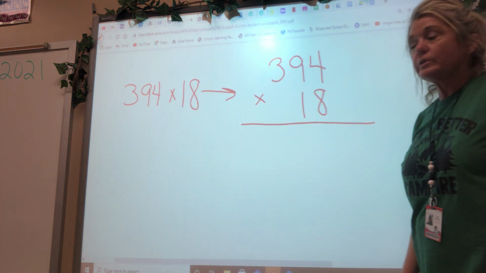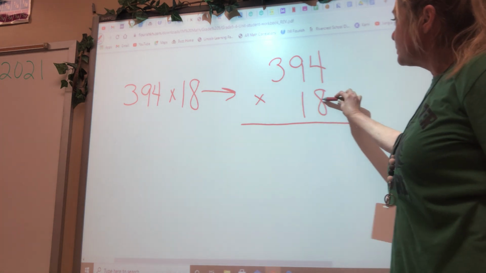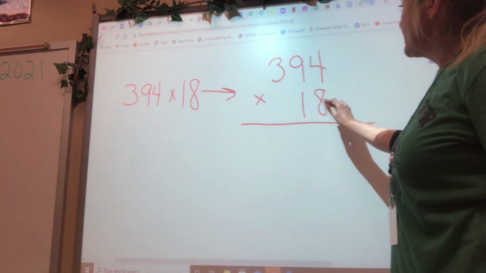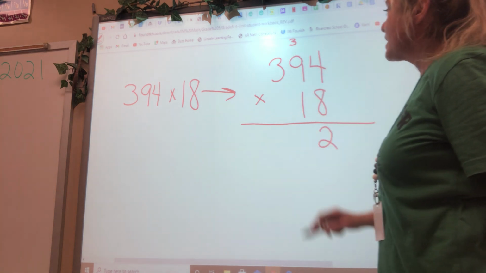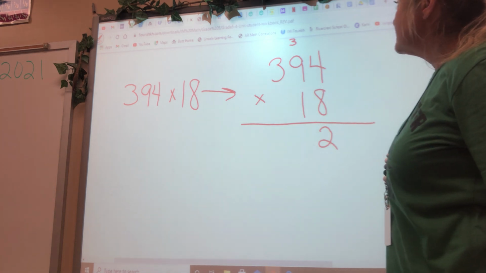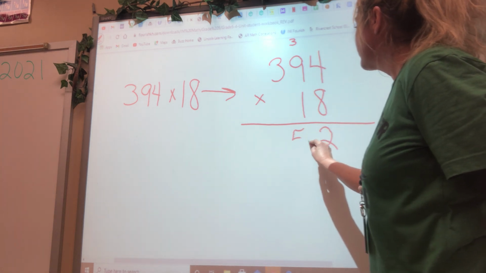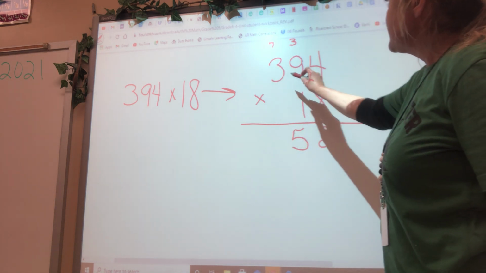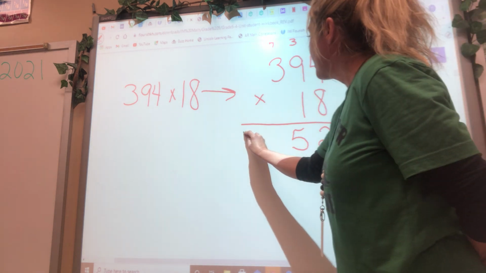Okay, with standard algorithm, we start on the right because we start with the ones place, and we multiply what's in the ones place times each digit on top. So we would have 8 times 4 is 32. So we would have to carry that 3 because it's 32. 8 times 9 is 72 plus 3 is 75. So we would have to carry a 7. 8 times 3 is 24 plus 7 is 31.